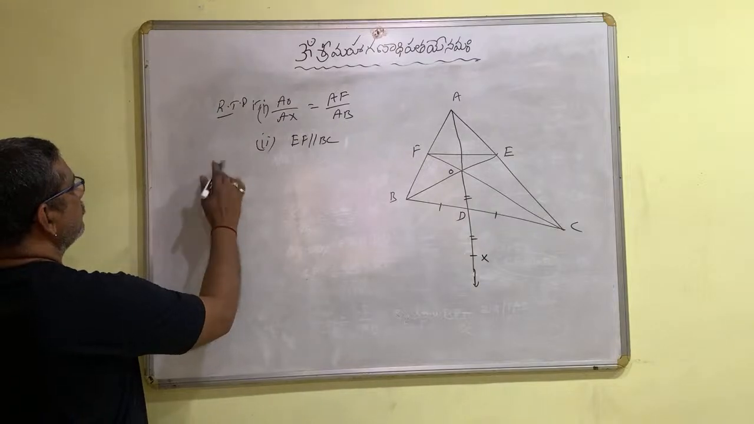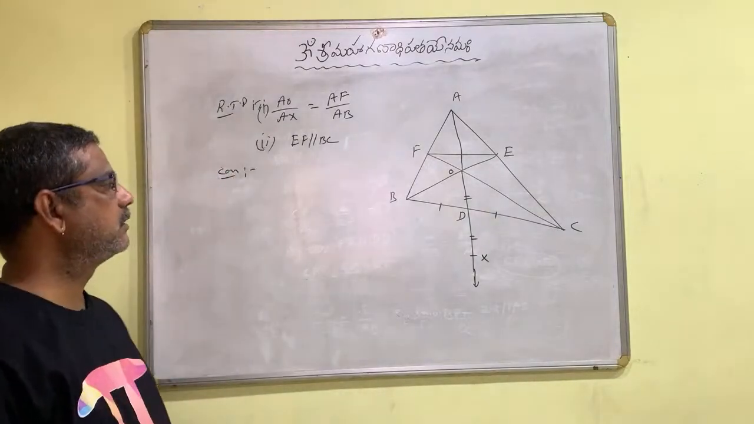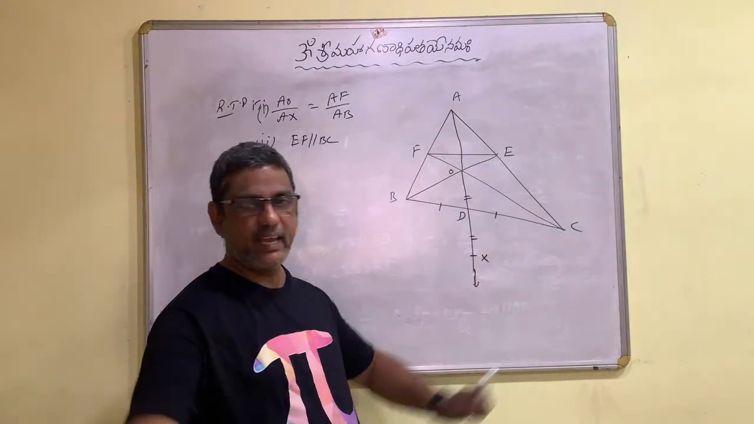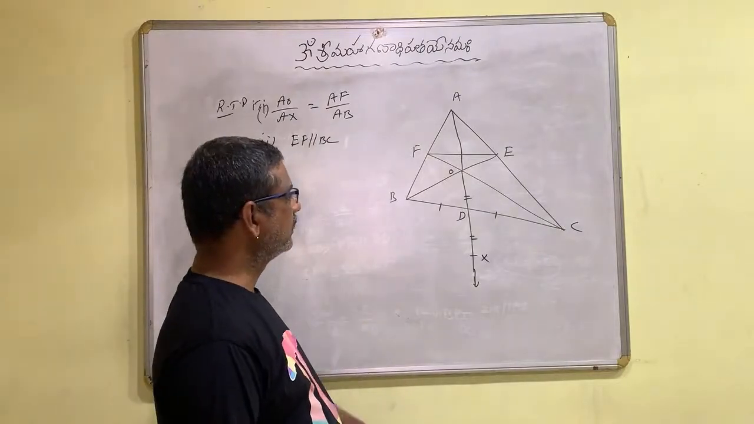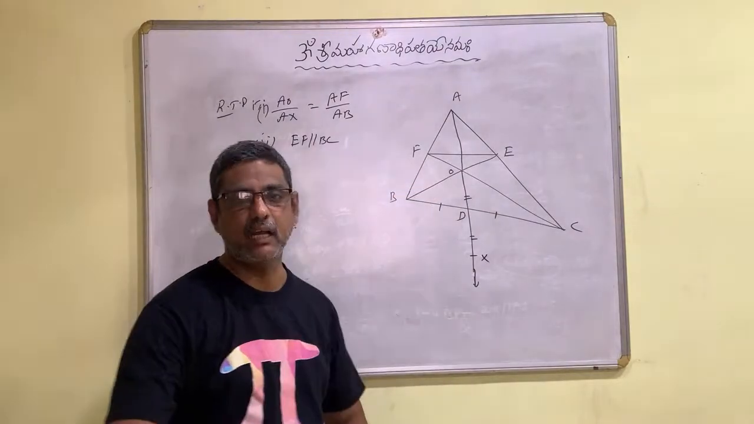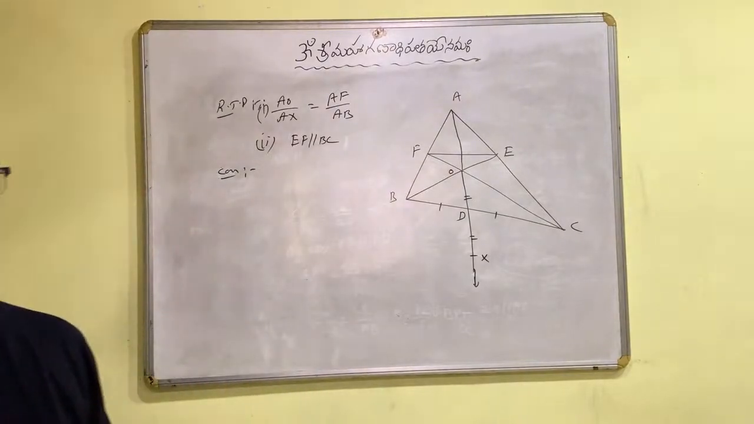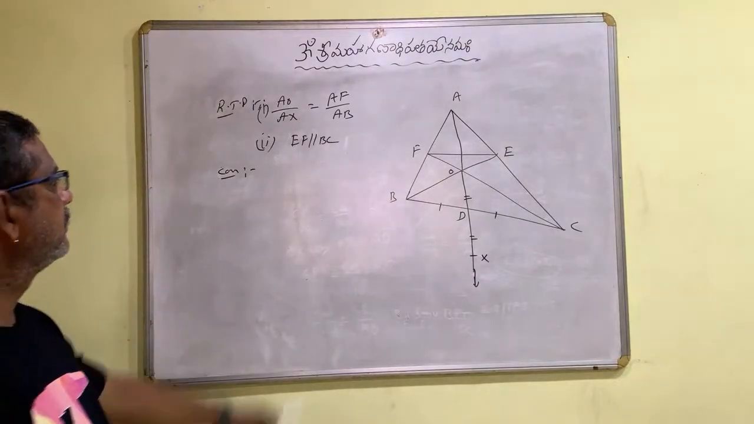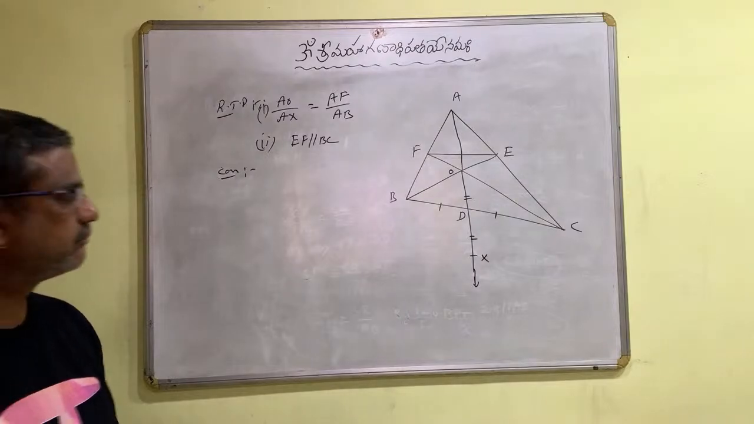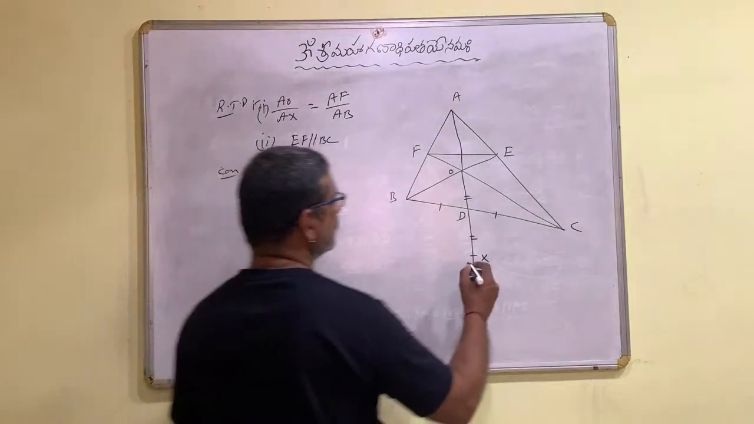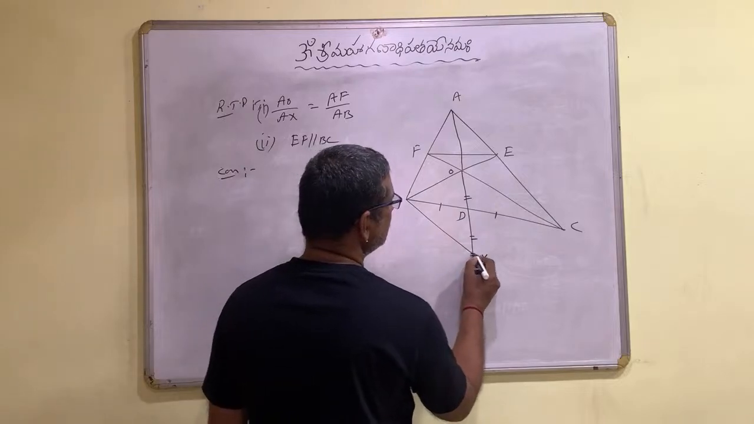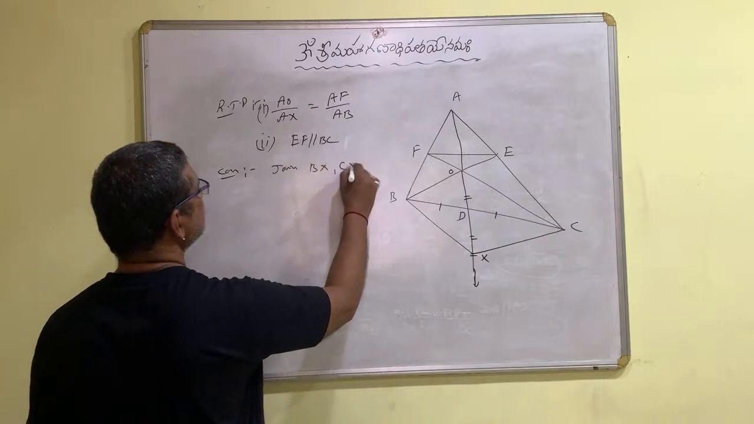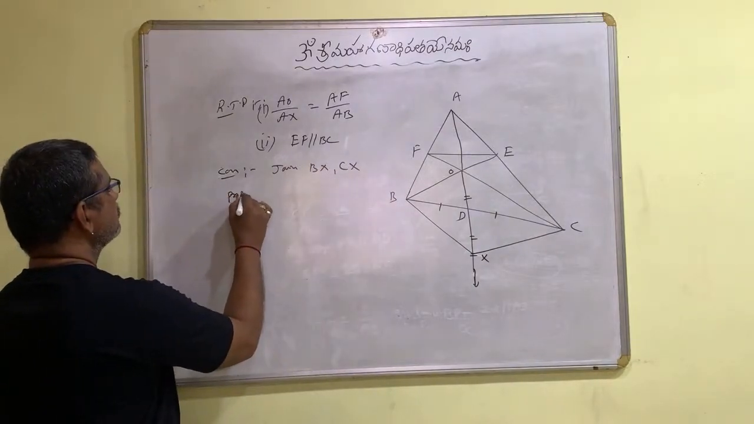Proof. First we need to do some construction here. Children, see here. D is the midpoint of BC, that is given. Second, D is the midpoint of OX also, that is also given. And what we have to prove? AO by AX is equal to AF by AB and EF parallel to BC. Now the construction: I will join BX, CX.